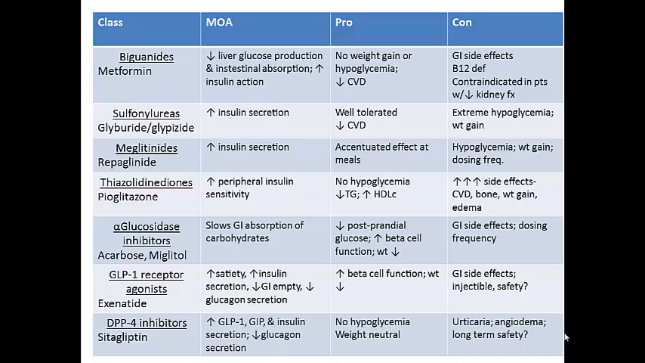SGLT2 inhibitors are being tested as a new oral agent for glycemic control. The mechanism of action is prevention of glucose reabsorption in the renal tubules. Phase 3 trials are ongoing as of 2013.